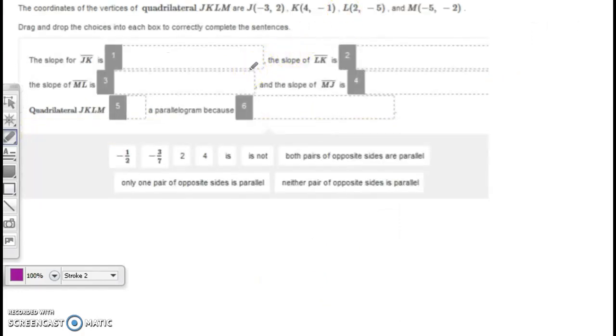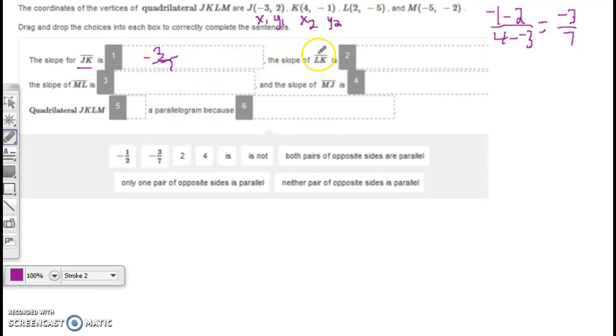Okay, this one says we have the coordinates, and then we want to drag them into the correct place. So for this one, I'm not going to graph it. I'm going to just show you with the formula. So the first thing we need is the slope of JK. So I'm going to go up here, and I'm going to use my formula to figure it out. So y2 minus y1 over x2 minus x1 gives me -3 over 7.